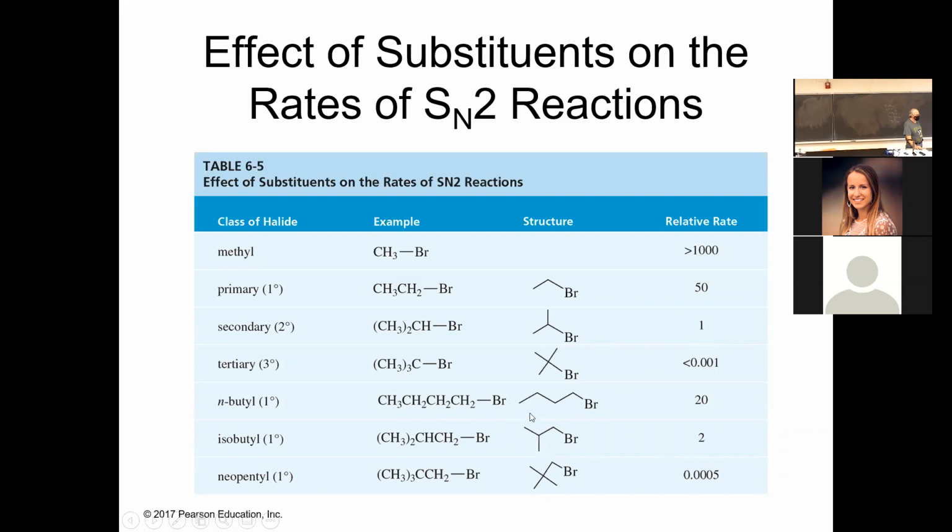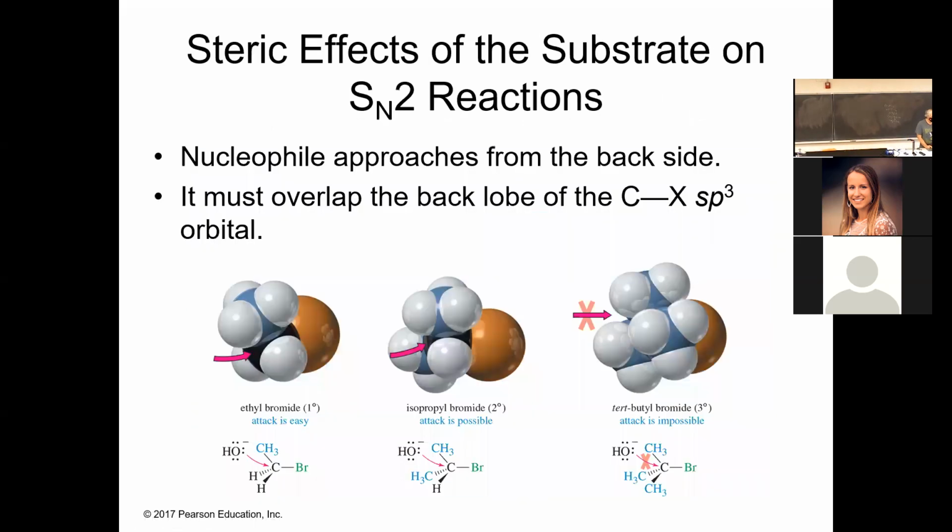There's some crowding on this carbon right here, so that's going to slow down the reaction. Neopentyl is also a primary, but the backside is just so crowded that it's not going to react, at least by SN2. So the more crowded the backside of the carbon is, the slower it will react by SN2, because the rate depends on how quickly the nucleophile attacks. Here's a comparison of primary, secondary, and tertiary. The secondary is slower than the primary, and the tertiary is prohibitively slow.